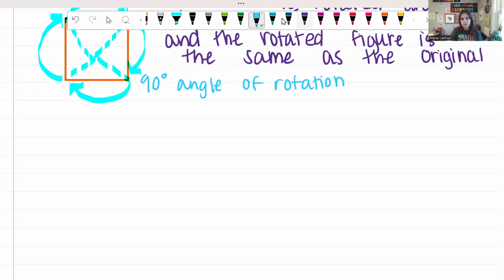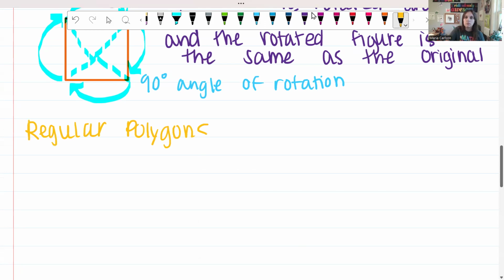An important note here is that regular polygons have rotational symmetry. So regular polygons have rotational symmetry.